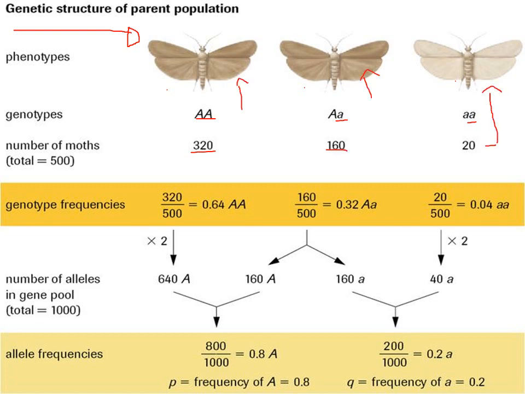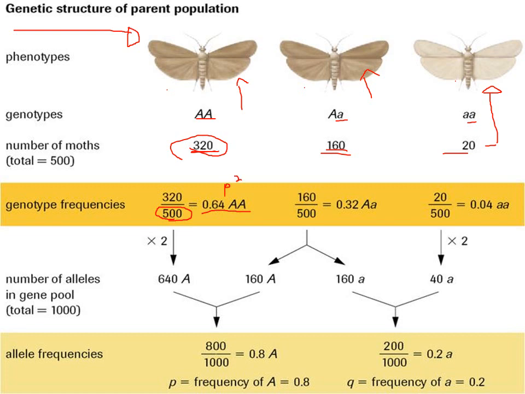If you want to calculate the genotype frequency from this data, you would find the total number of moths by adding the number of moths of each type together, and that would be 500. Then to figure out the frequency of the homozygous dominant, you'd simply do 320 divided by 500, and that's 0.64 for big A, big A. In other words, this would be your p squared.